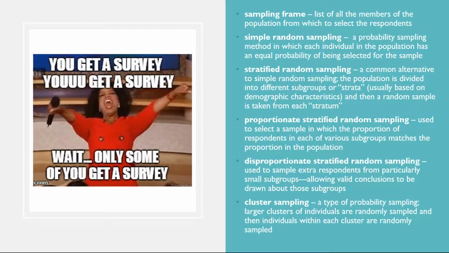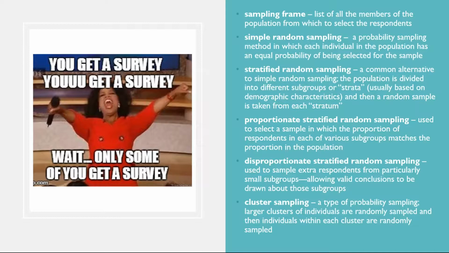A common alternative to simple random sampling is stratified random sampling, in which the population is divided into different subgroups or strata, which are usually based on demographic characteristics, and then a random sample is taken from each stratum. Proportionate stratified random sampling can be used to select a sample in which the proportion of respondents in each of the various subgroups matches the proportion in the population. For example, because about 12.6% of the American population is African American, stratified random sampling can be used to ensure that a survey of 1,000 American adults includes about 126 African American respondents.